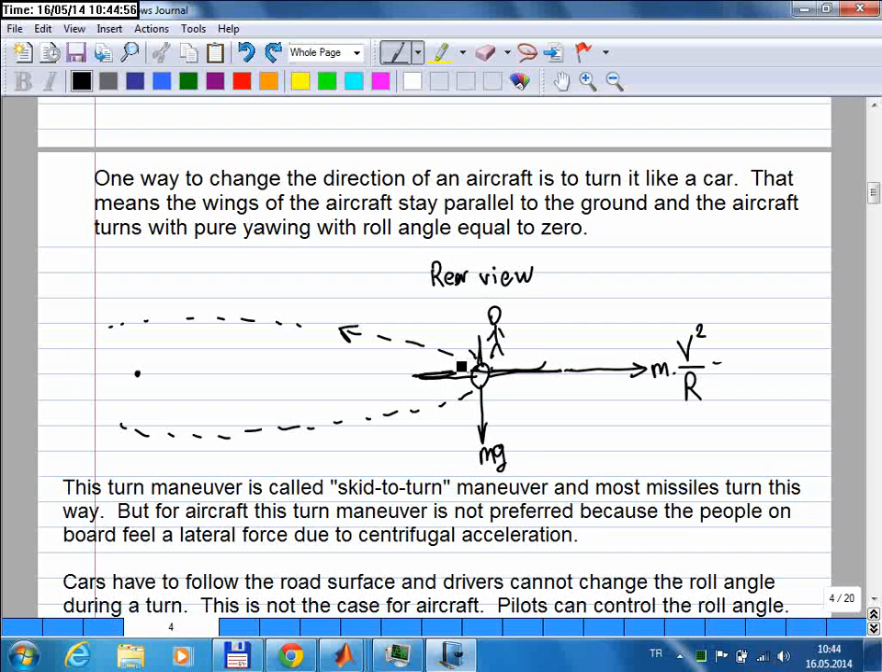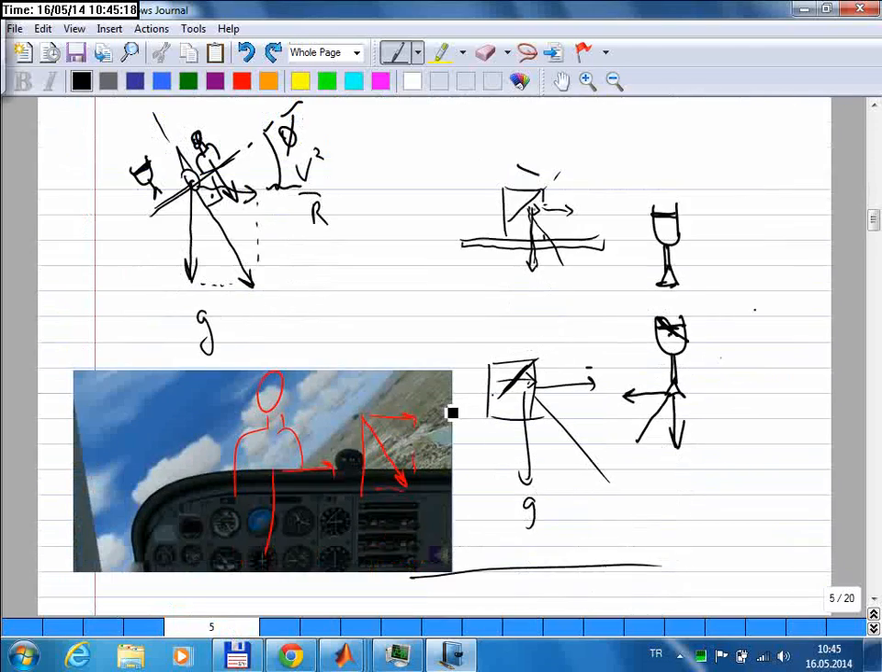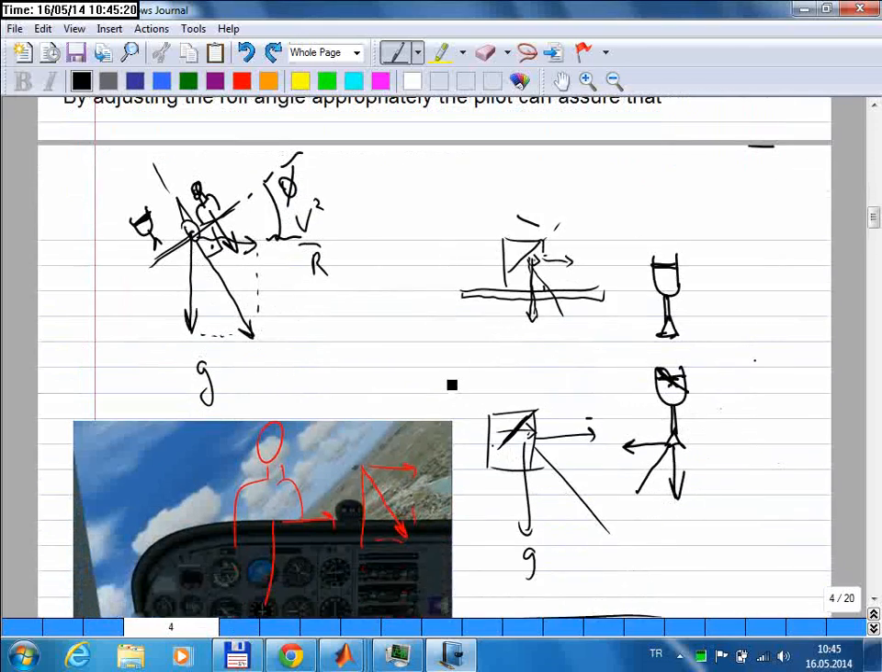But regular airplanes, conventional aircraft, almost never perform skid to turn maneuvers, and the reason is the rudder itself cannot give you large forces. So you can make maybe a very slow maneuver. But if you want to make a real turn, a turn with a reasonable radius of turn, then you need to perform a bank turn maneuver. In the bank turn maneuver, the wings of an aircraft are tilted. So you basically give the aircraft a roll angle.